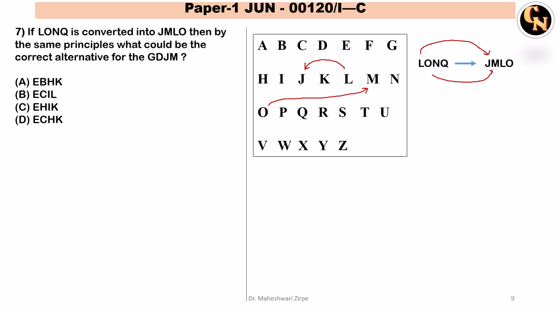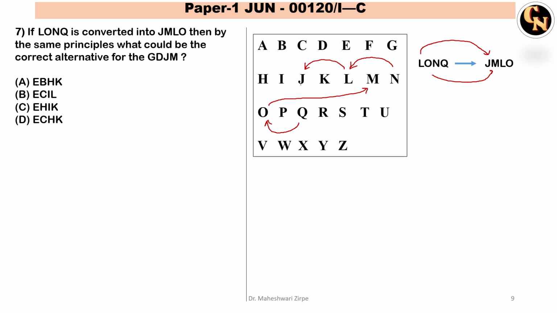Again, N and L, it is one letter we are jumping, leaving one letter, we are jumping to the next one. Similarly, Q and O also the same way. Q and O is also jumping one letter behind. Okay, so this way, leaving one letter, the letters are jumping while decoding.